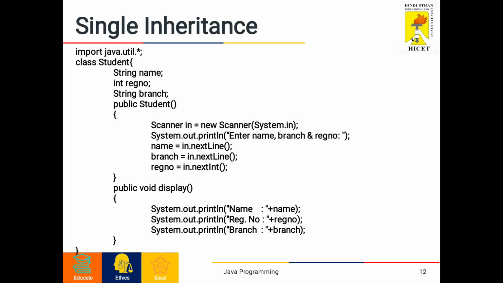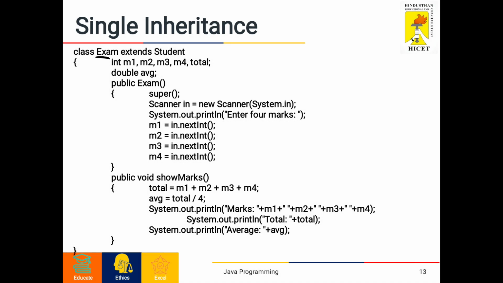So a single inheritance example is given here, where Student is a class. It contains 3 data members: name, register number, and branch. This is a constructor where we are getting the inputs name, branch, and register number from the user, and it is assigned to the data members. In the display function, we are going to print all these details. Exam is a derived class which extends Student, and it also has data members m1, m2, m3, m4, total and average, and it has a constructor too.